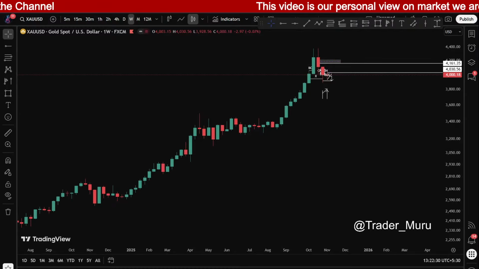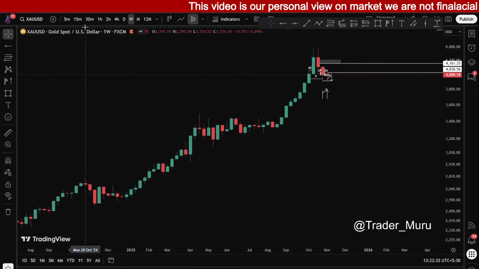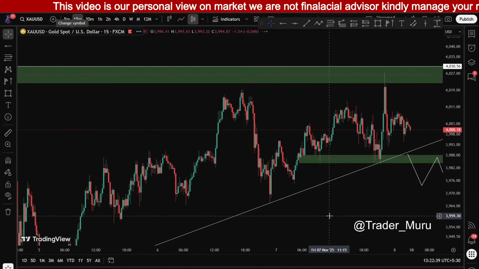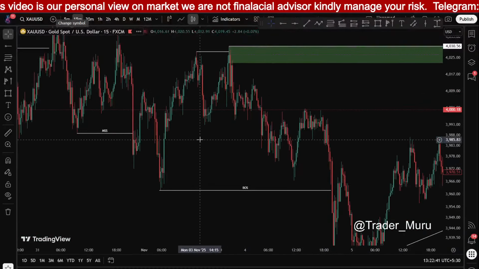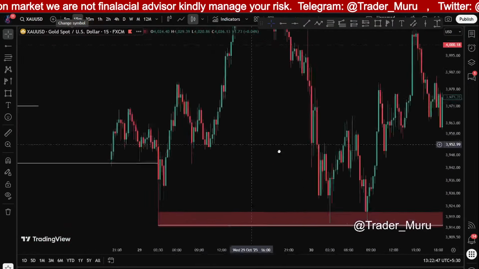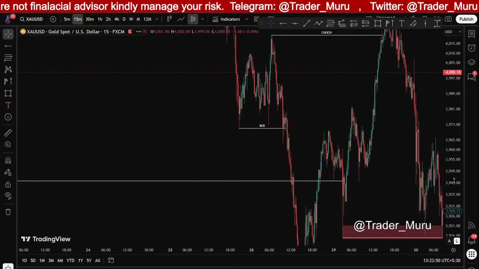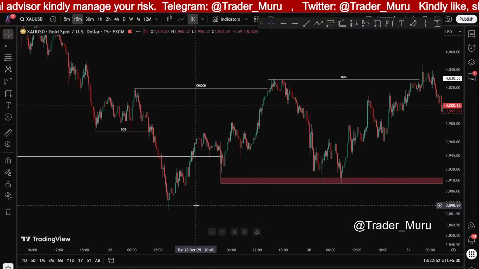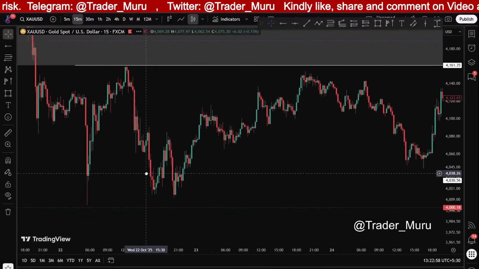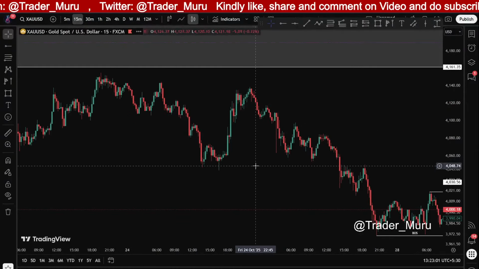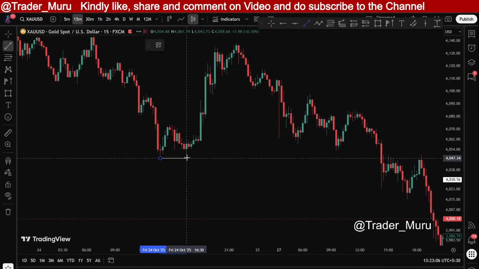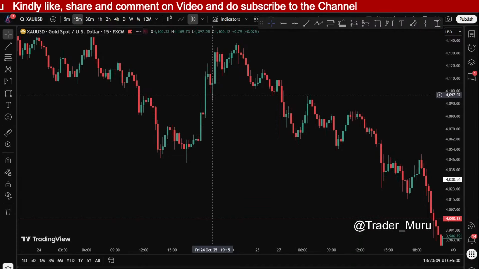How can we notice liquidity sweep and rejections? Liquidity sweeps are the zones from where price swiftly moves. Let me show you if I see any liquidity sweep. When the liquidity sweep happens, price swiftly moves from there. See, this is a liquidity sweep. After that, price is swiftly moving from there.